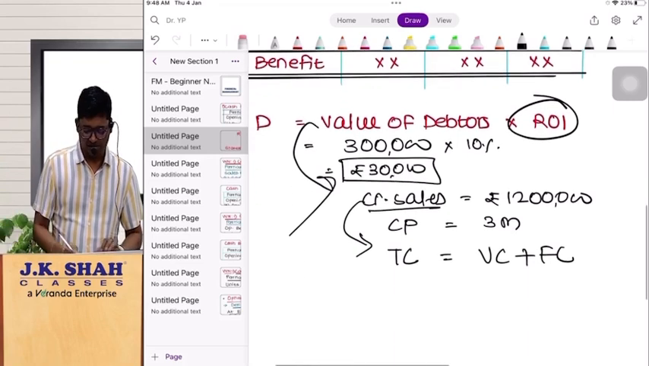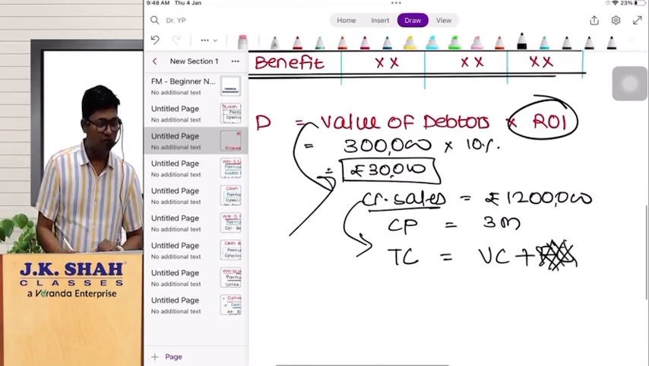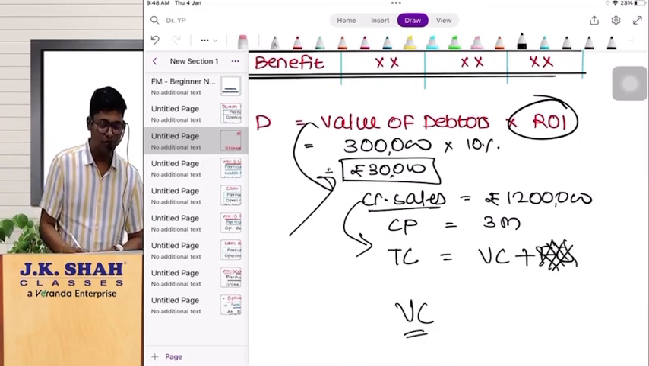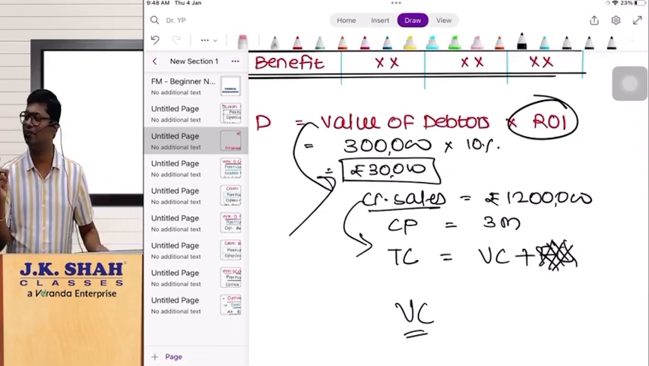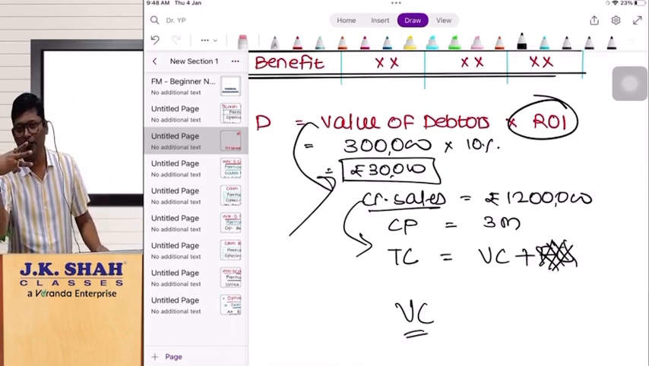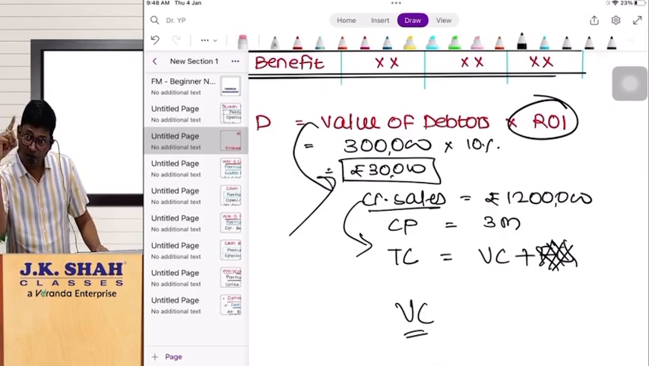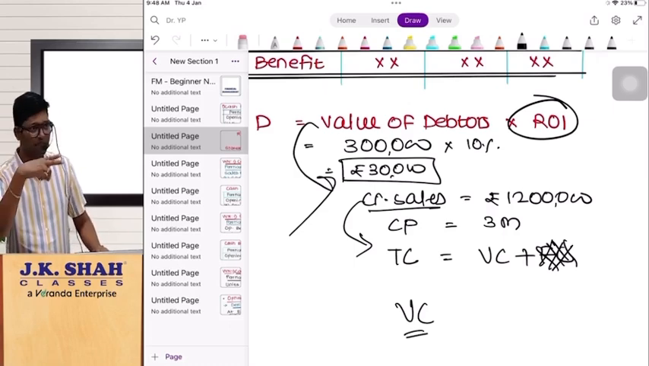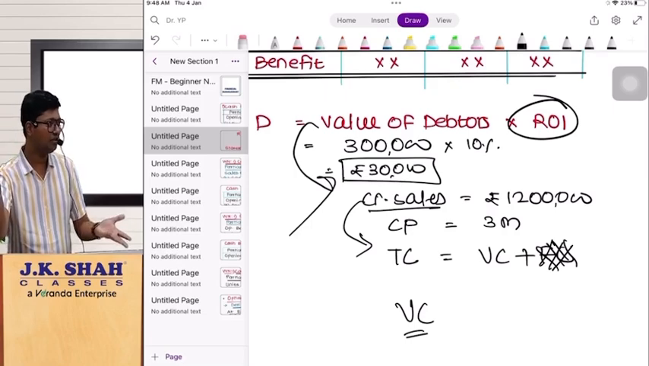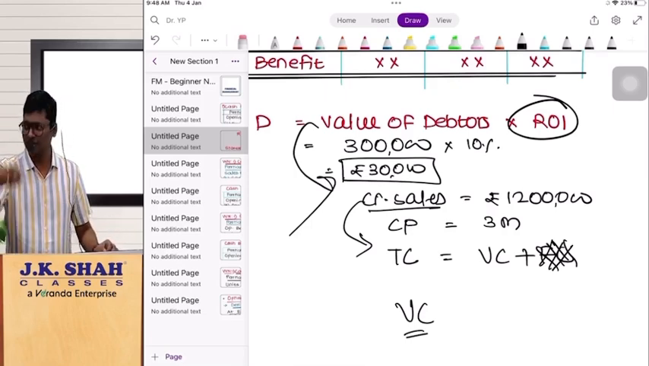In some questions, the institute is not going to give you fixed cost. In that case, you need to value debtors on variable cost. Sir, why are you confusing us? Give us only one point, sir. You should remember the order. Always give priority to total cost first. When fixed cost is not given, variable cost. And when variable cost is not given, we don't have other options available, so credit sales. This is the priority list.